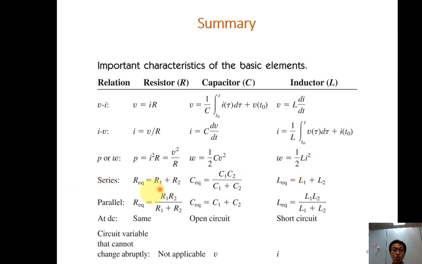When we want to find the equivalent circuit in series, for resistors R equivalent is R1 plus R2. Have a look at the inductor: L equivalent is L1 plus L2. But for capacitors, C equivalent is C1 times C2 divided by C1 plus C2. In parallel, R equivalent equals R1 times R2 divided by R1 plus R2, which is analogous to the inductor, and the capacitance will be C1 plus C2. At DC, the capacitor becomes an open circuit, and the inductor becomes a short circuit.